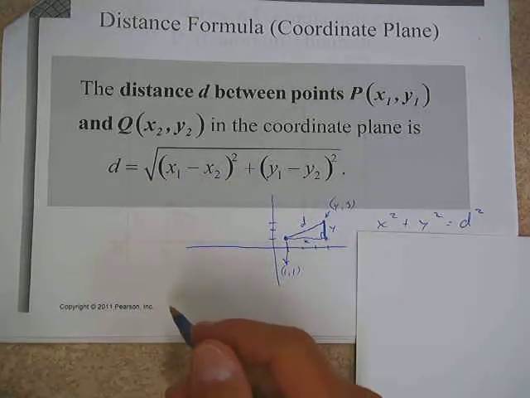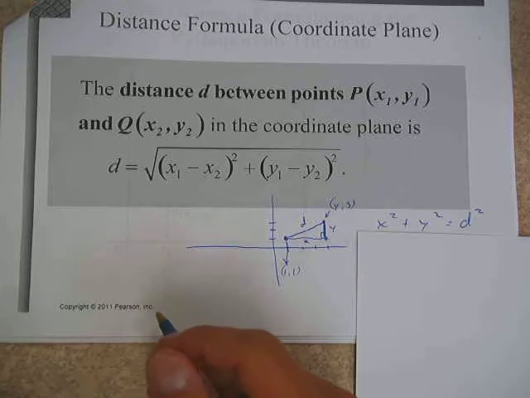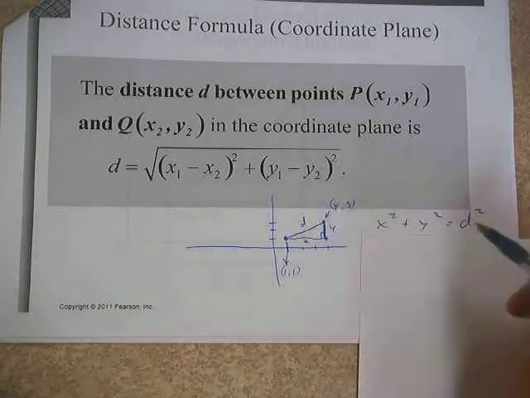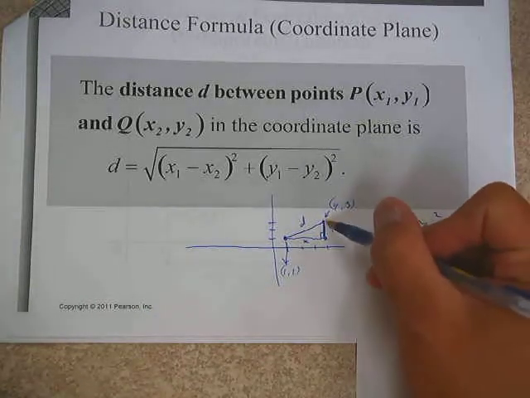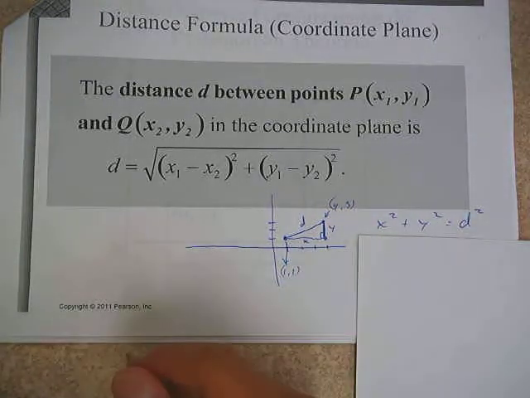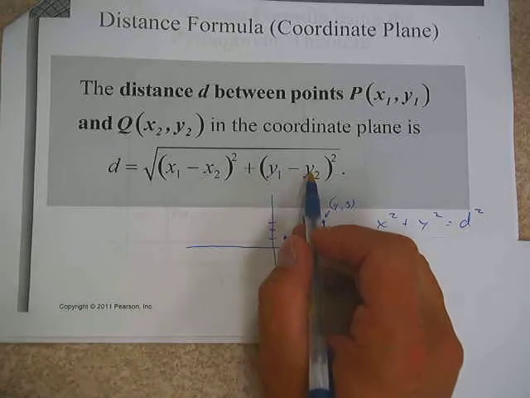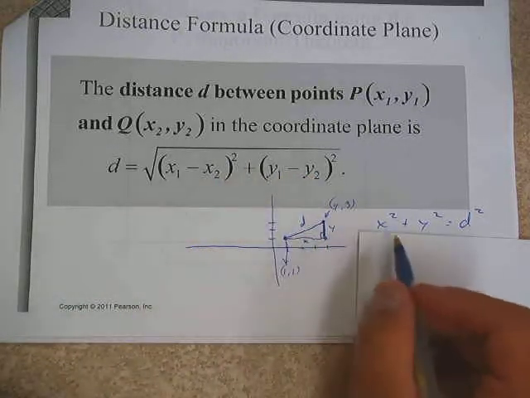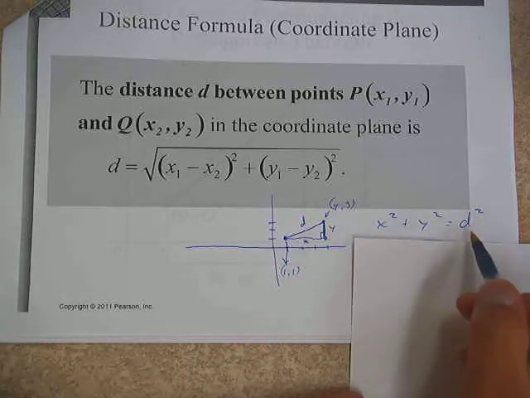Or we could do 1 minus 4. It really doesn't matter the order, because when we square something, it's going to become positive. So it really doesn't matter what order you subtract in. And then that y component I have right here, isn't that, in this case, 3 minus 1? The subtraction of the two y coordinates? And if I put them in there, this would be my x squared and my y squared.